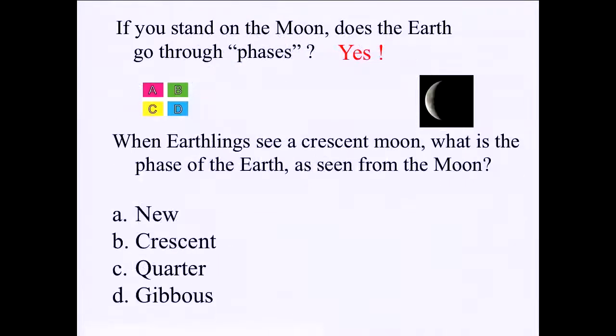Suppose the moon is a crescent, and then you travel to the moon while it's a crescent. When we Earthlings see a crescent moon, what is the phase of the Earth as seen from the moon? Give it a little bit of thought. I'll give you 10 or 20 seconds. What's the phase of the Earth when you're standing on the moon, when the moon is a crescent as seen from the Earth?